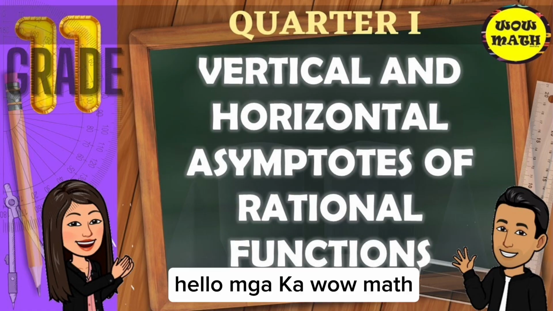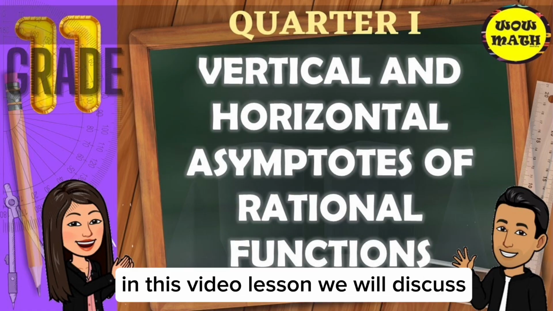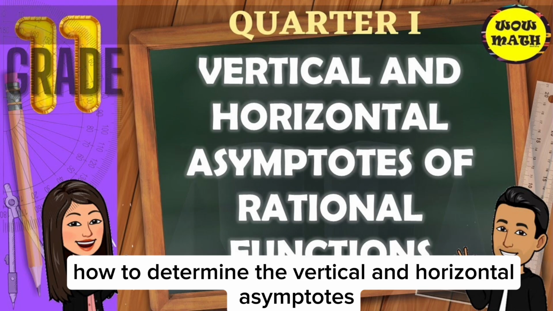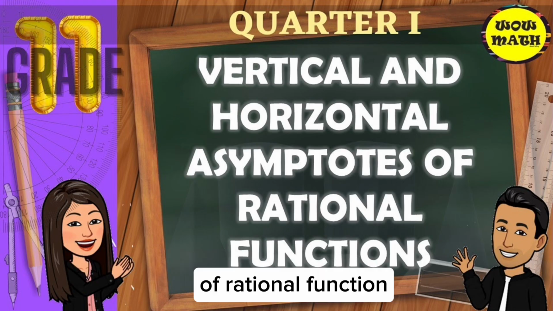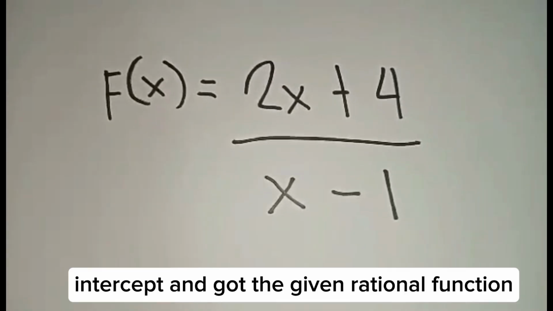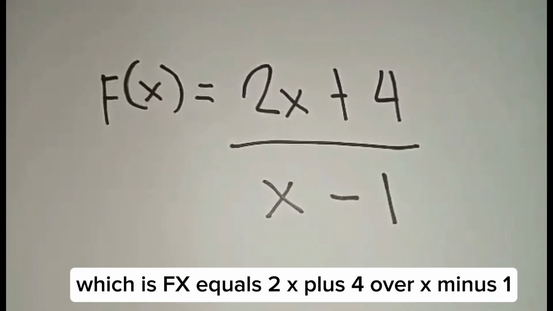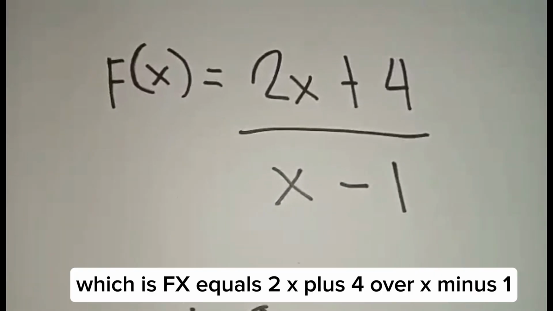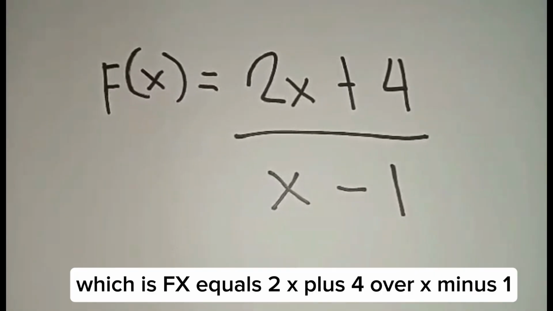Hello mga kawomat! In this video lesson, we will discuss how to determine the vertical and horizontal asymptotes of a rational function. So, today we are going to find the asymptotes, intercepts, and graph the given rational function, which is f(x) equals 2x plus 4 over x minus 1.